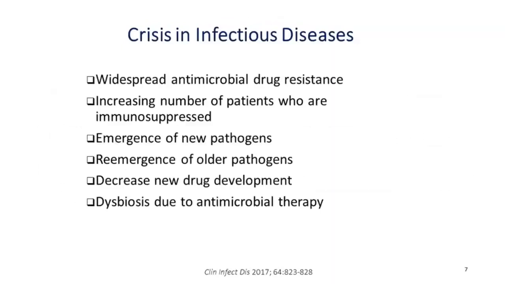So by way of introduction, I think most of you know, I don't like to use the word crisis very often, but there is an upcoming crisis in infectious diseases driven by drug resistance, an increasing number of patients who are immunosuppressed, who are living much longer. We know about emerging new pathogens, new mechanisms of resistance, the reemergence of older pathogens, many of them multi-drug resistant, such as tuberculosis. We know about decreasing new drug development. We've seen a little bit of an uptick on that, but still well behind what we need. And then the whole concept of dysbiosis that is created by inappropriate use and overuse of antimicrobial therapy, which, as most of you know, is the main pathogenesis of Clostridium difficile, but probably plays into other things in terms of the immune response.